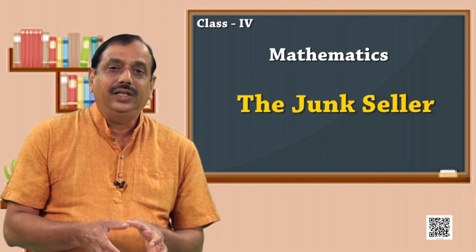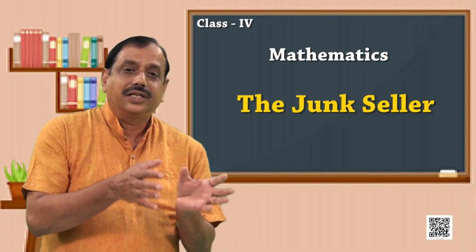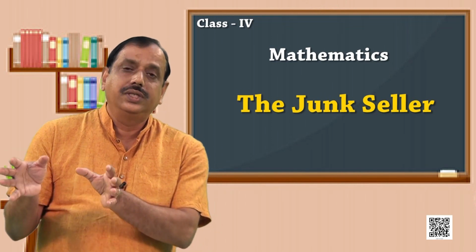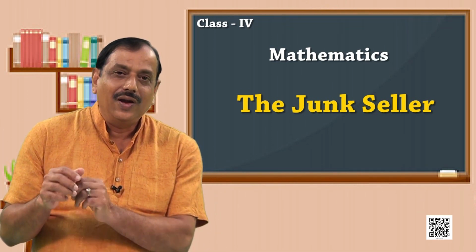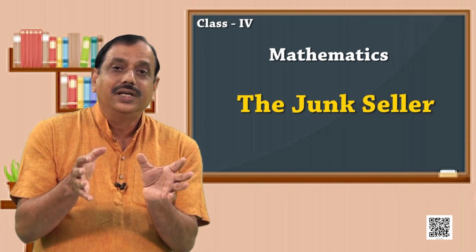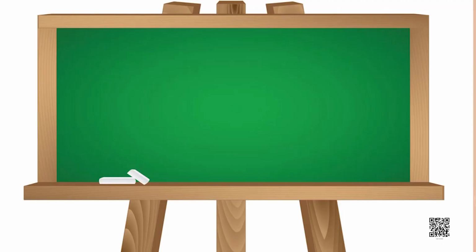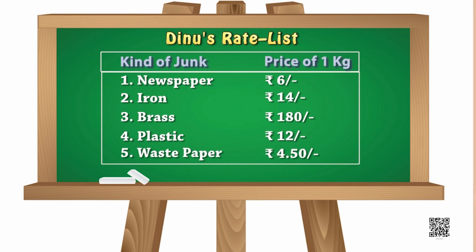In this story, Kiran sells her junk to Dinu's junk shop. Now, let us see what Dinu's junk shop's rate list is. The rate list is displayed on your screen. Observe this rate list carefully. What are the categories of junk he is going to purchase, and what is the rate at which he is going to buy each of these junks on a per kg basis. Have you observed Dinu's rate list very carefully?